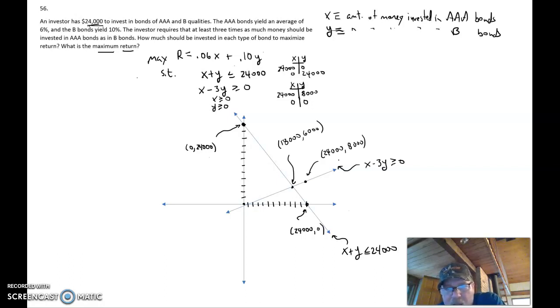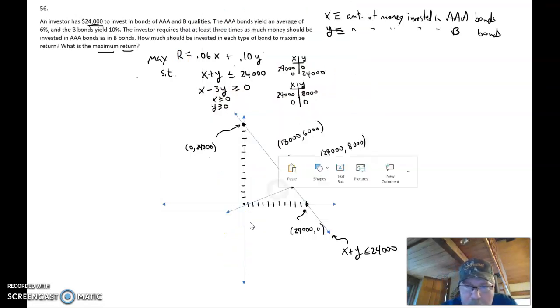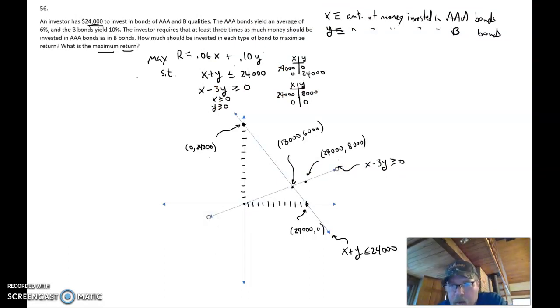And once again, I'm shading. I can't pick 0, 0. This isn't exactly going through the origin. Let me fix that a little bit here. I don't know why it does that. Let me just use my finger here. Click on this. There we go. Want to go through the origin. Okay. Good. And this is definitely 18,000, 6,000.